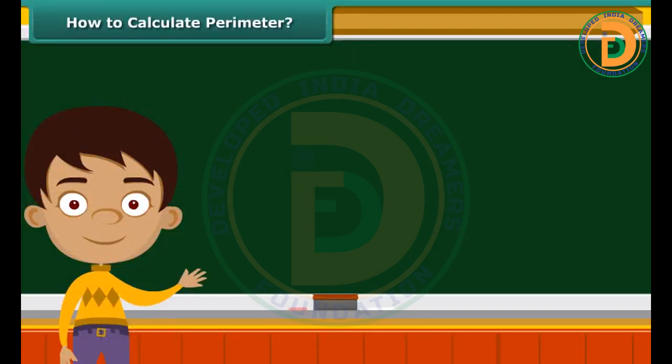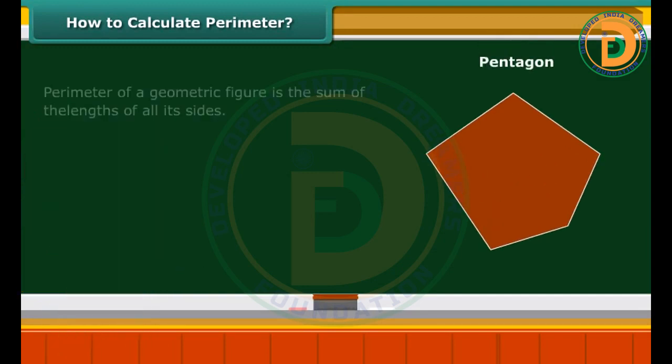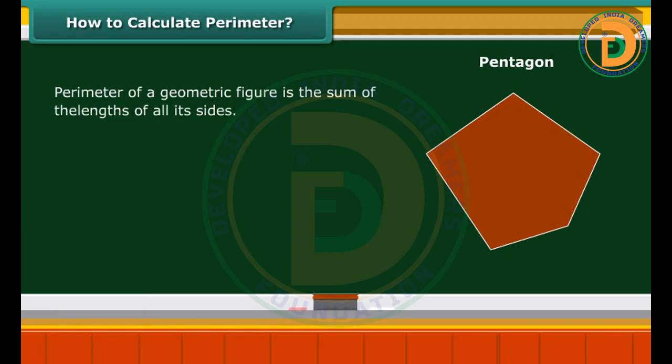Now that you have understood what perimeter stands for, let us try to calculate the perimeter of a pentagon. We have seen that the perimeter of a geometric figure is the sum of the lengths of its sides. A pentagon is a closed geometric figure of 5 sides.